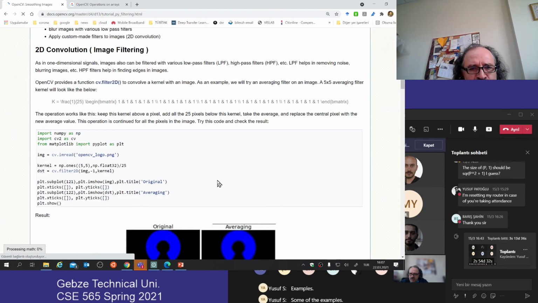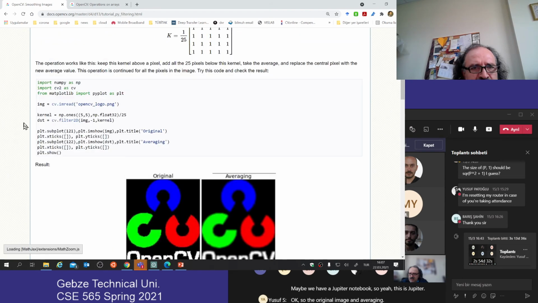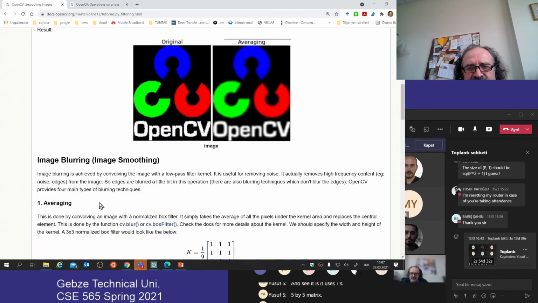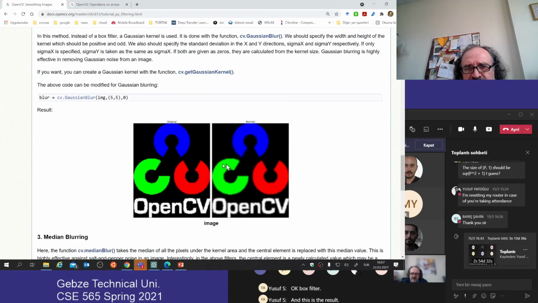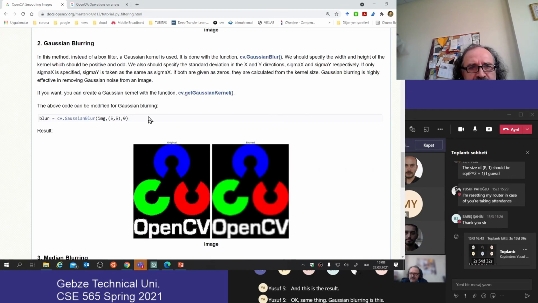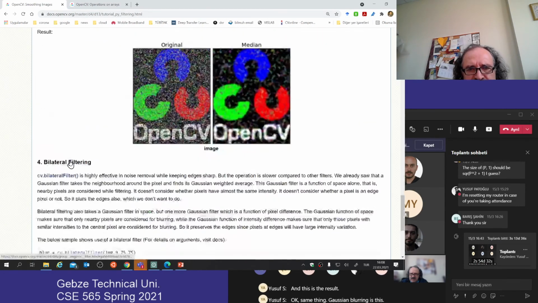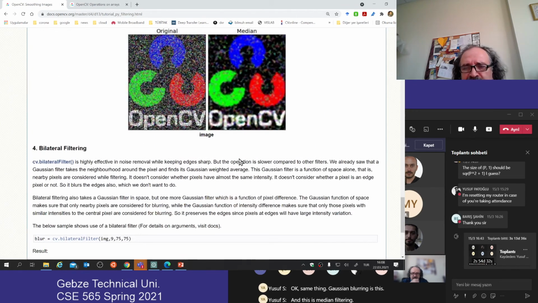So yeah, this is a Jupyter notebook. Okay. So the original image and averaging. This one uses filter 2D. Yeah. And see, it uses ones, a 5x5 matrix. Okay, box filter. And this is the result. Okay. Same thing. Gaussian blurring is this. And this is median filtering. Okay, good. Any questions about filtering?